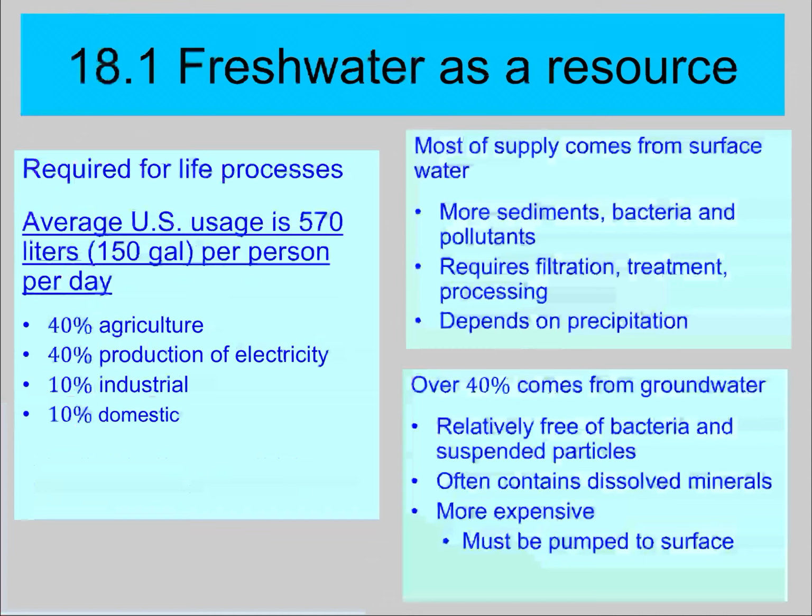So fresh water is required for all of life. The average U.S. usage is 570 liters, which is actually 150 gallons per person per day. Now 40% of this is agriculture, 40% is production of electricity, 10% is industrial, and only 10% is domestic. So even though they average 150 gallons, it doesn't mean that you are personally using 150 gallons. It's averaging all of these different ways we use it and then saying, of the billions of people that live here, each person is using about this amount.